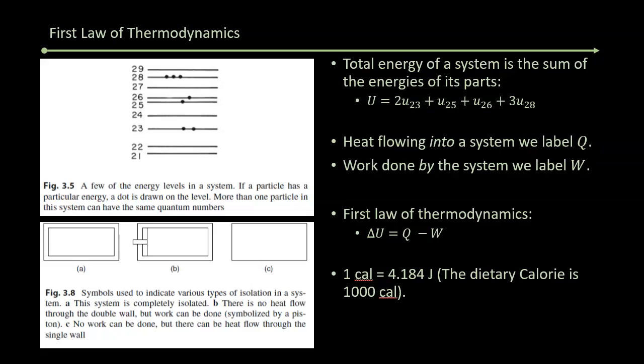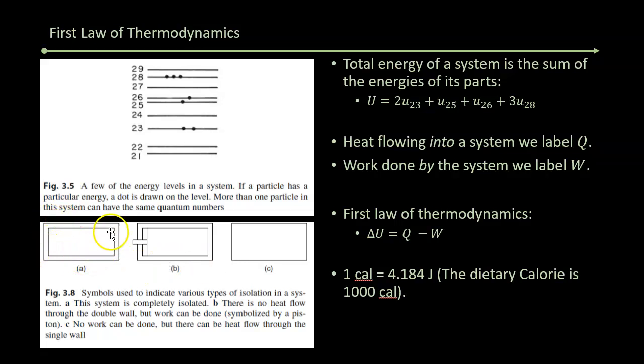If we look at the total energy of a system, it's the sum of the energy of all of its parts. Here we've got a bunch of particles in different energy levels. The total energy is there are two in U23, there are one in U25, one in U26, three in U28. Heat flowing into a system, these are just getting terms down, we label Q. Work done by the system we label W. These pictures down here are different ways of picturing systems that we're going to work with, so we can draw a picture and not have to say as many words.